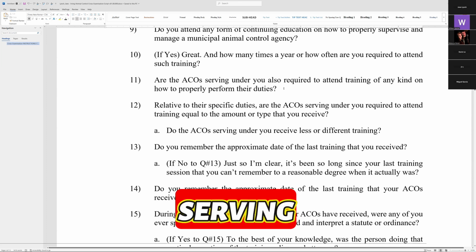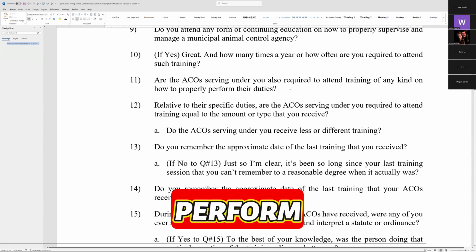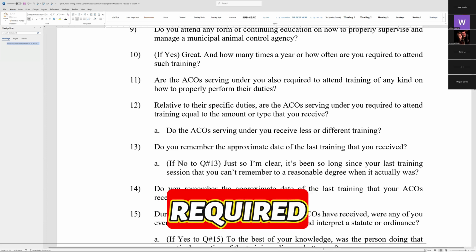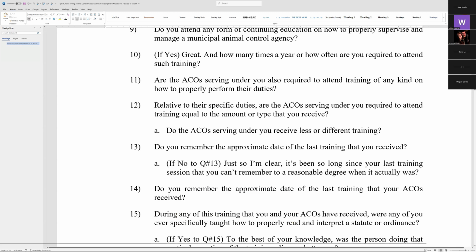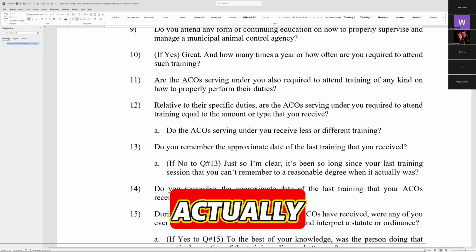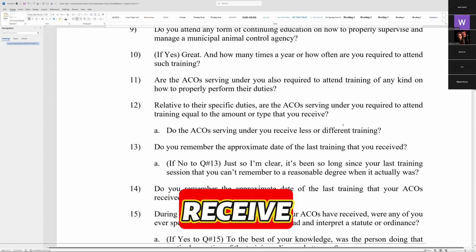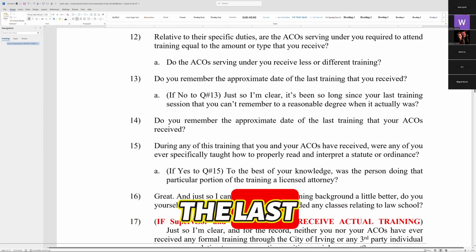Are the ACOs serving under you also required to attend training of any kind on how to properly perform their duties? Yes. Now, relative to their specific duties, are the ACOs serving under you required to attend training equal to the amount or type that you receive? No. I don't know, actually. Do the ACOs serving under you receive less or different training? Less. Do you remember the approximate date of the last training that you received?